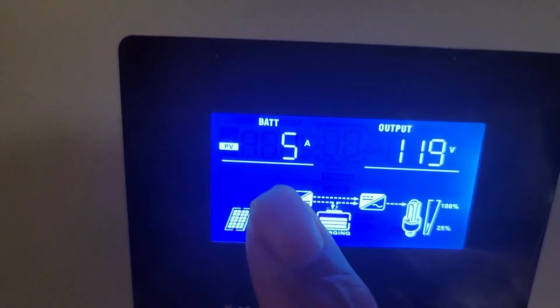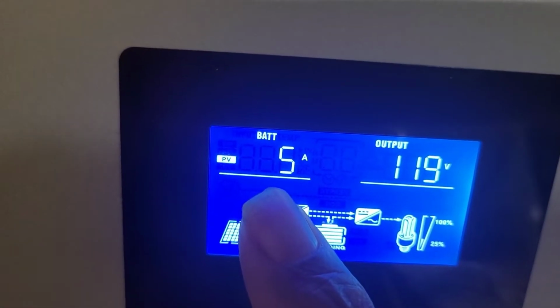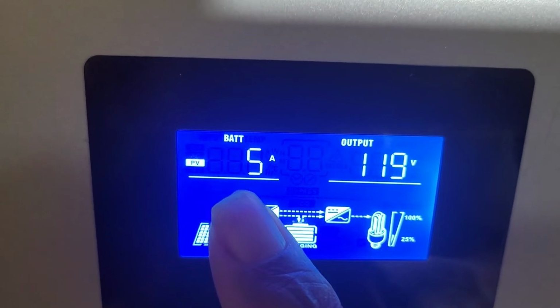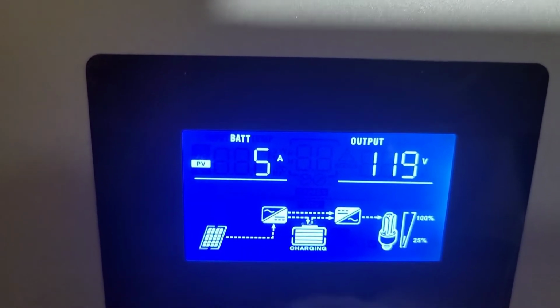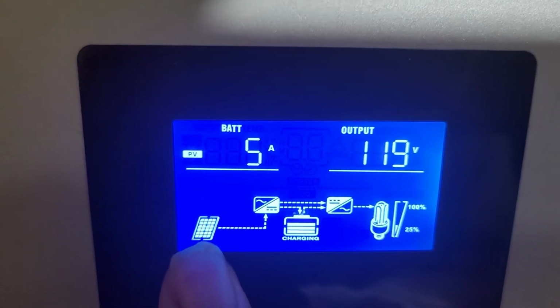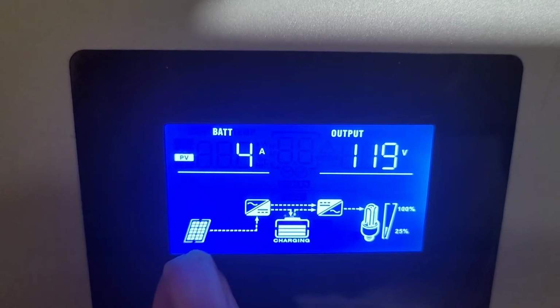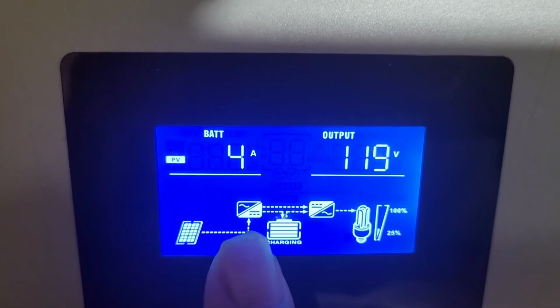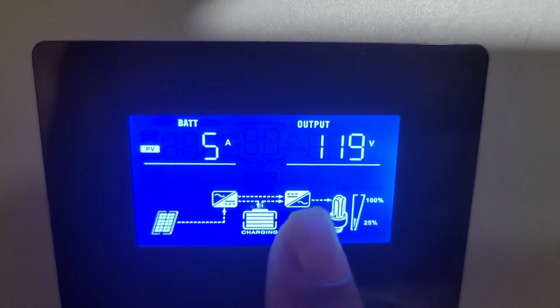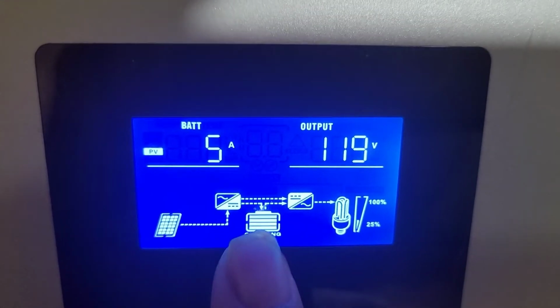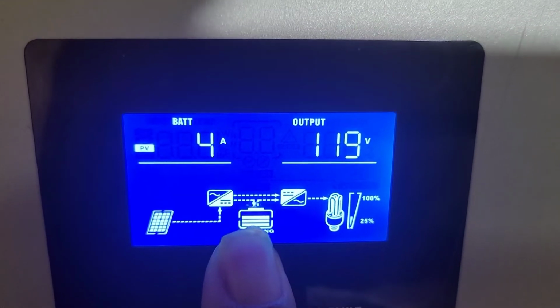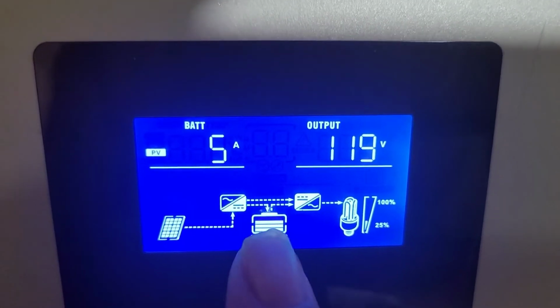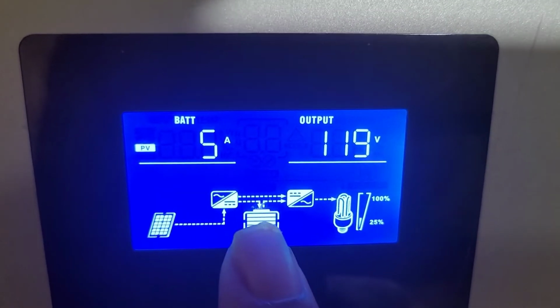Why is that at 4? If you can't figure it out, this is the reason why you have people like me showing you. What's happening is this is pushing that type of energy in here, but it is both powering the load and charging the battery. This will go down if the battery gets full and stops charging.